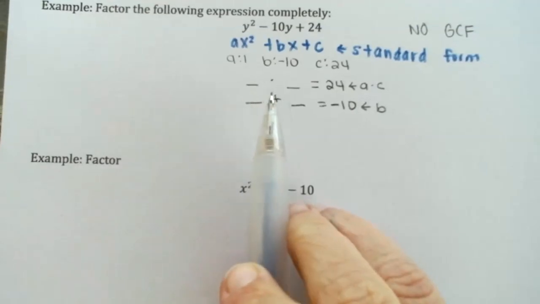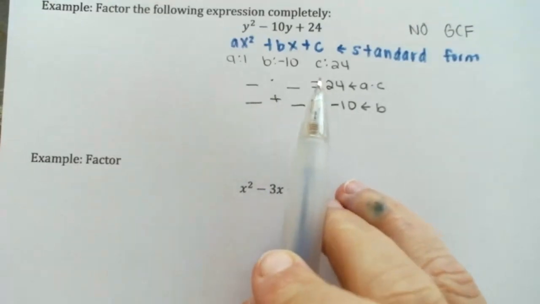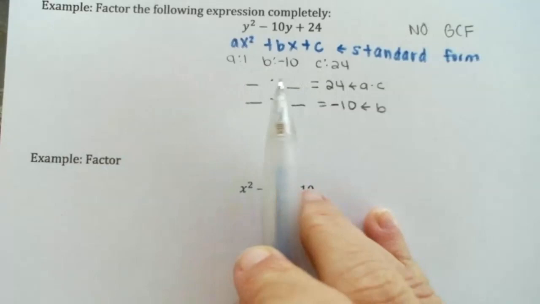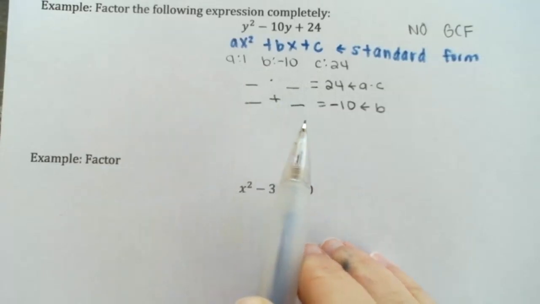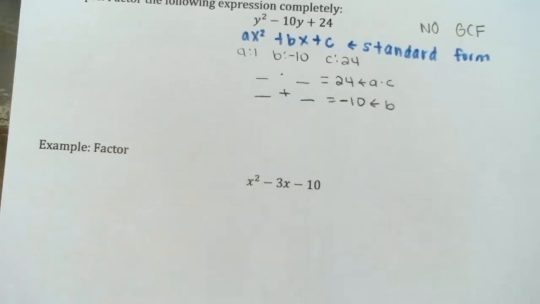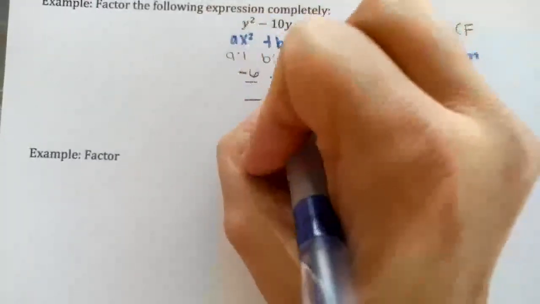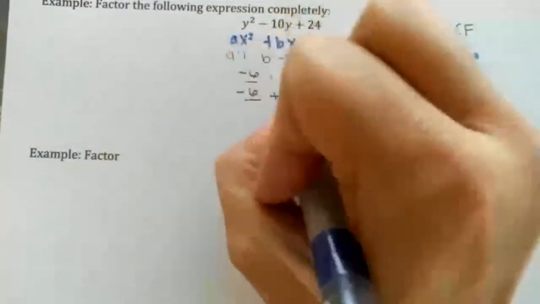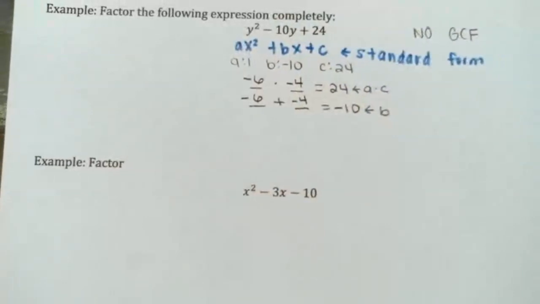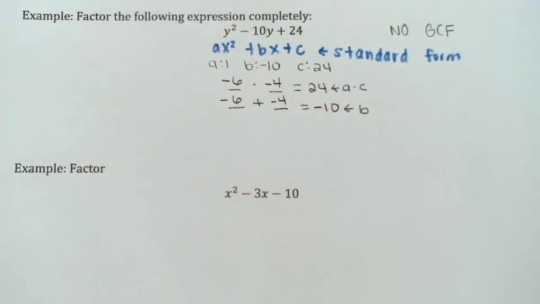I know in order to multiply together to give us a positive 24, both numbers have to have the same sign. In order to add together to give us negative 10, they both must be negative. So both negative. Let's see what numbers. 6 and 4. Negative 6 times negative 4 is positive 24. Negative 6 plus negative 4 would give us negative 10. So negative 6 and negative 4 are the only two numbers that work.